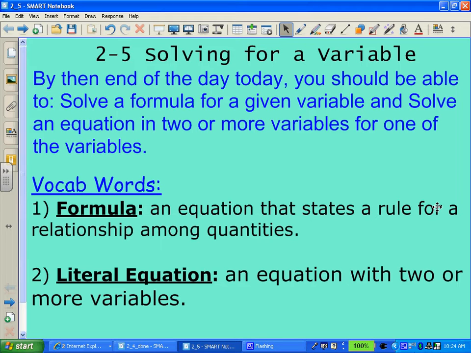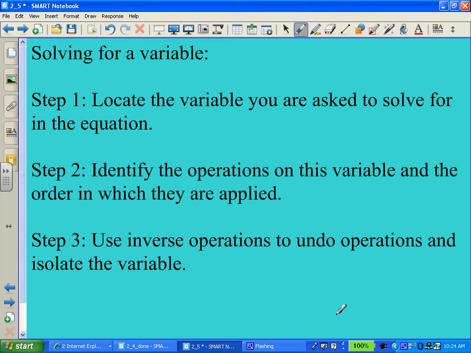We just use the word formula, like for example, if I was trying to calculate distance, it would be based on rate and time, of course. D equals rate times time. That states a relationship between distance and the rate and the time. That's what a formula is. So let's dive right in and look at the steps that we're going to follow.